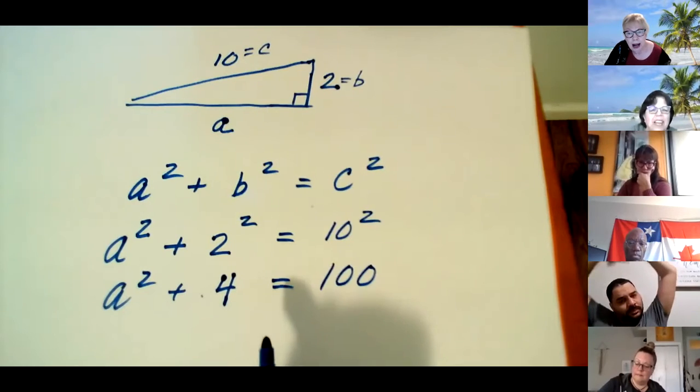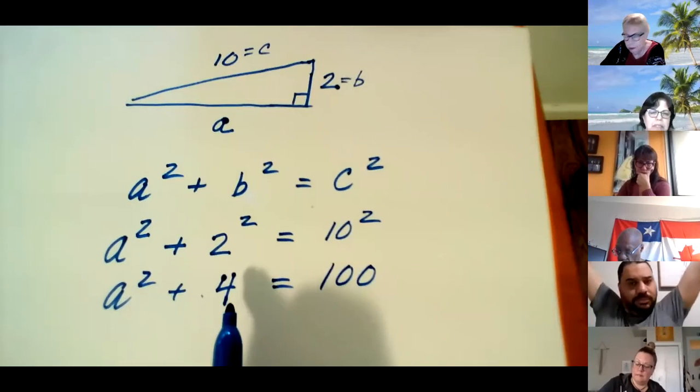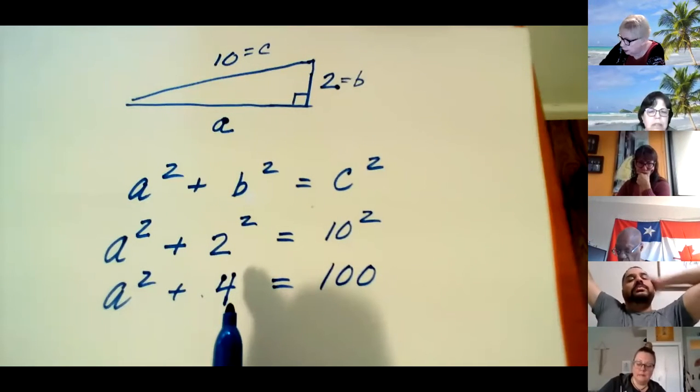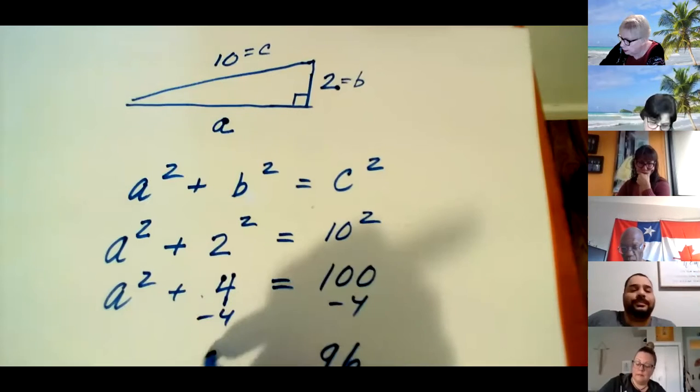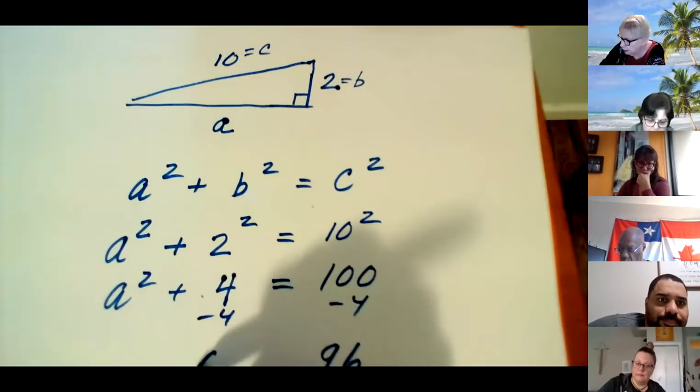I want to subtract the 4 here from each side, just real quick, to make it 96. And A squared is 96.